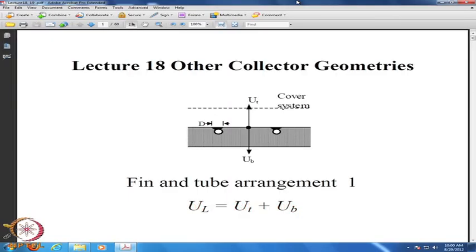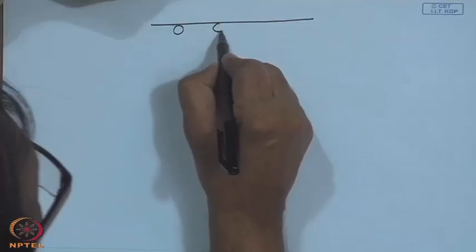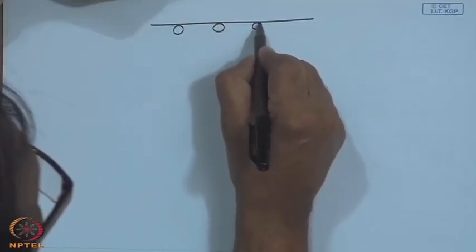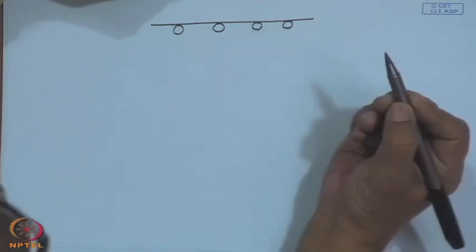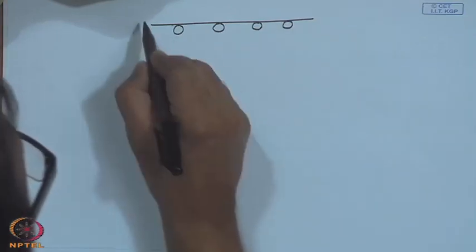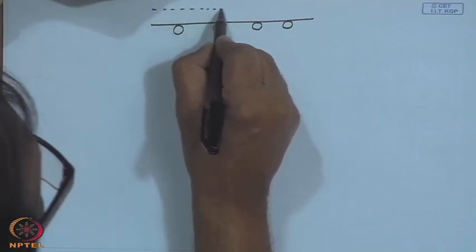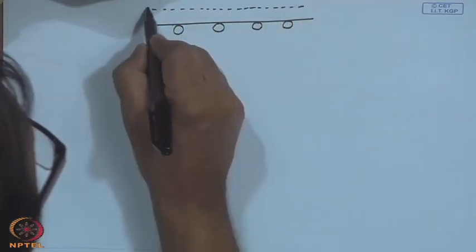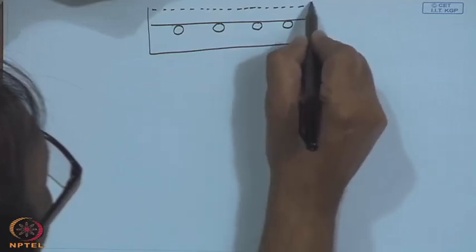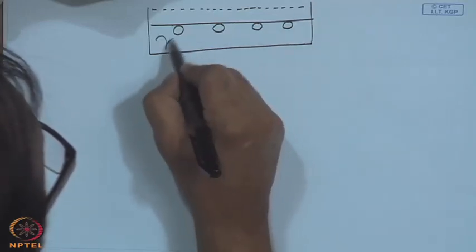Last time we started considering other collector geometries, particularly for the liquid heaters. We have most commonly employed the fin and tube arrangement, arrangement number 1, which we have dealt with in detail. It consists of an absorber tube and fin, the tubes being soldered at the bottom, of course, along with 1 or 2 glass covers, and embedded in a box with insulation.